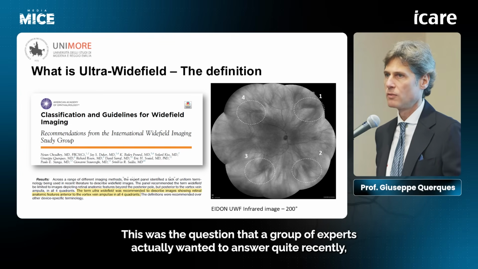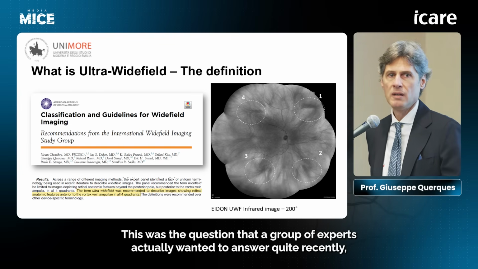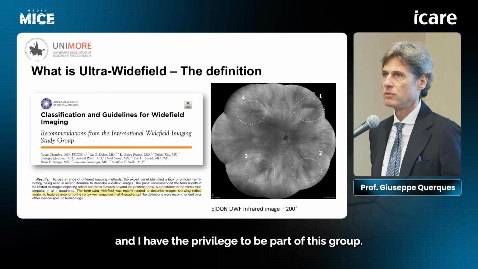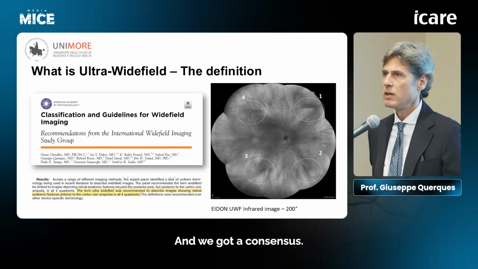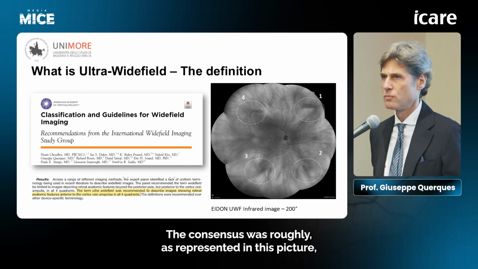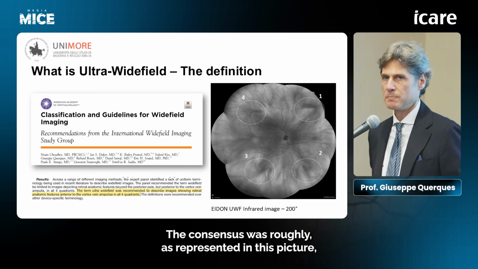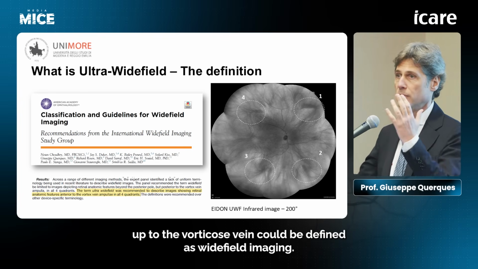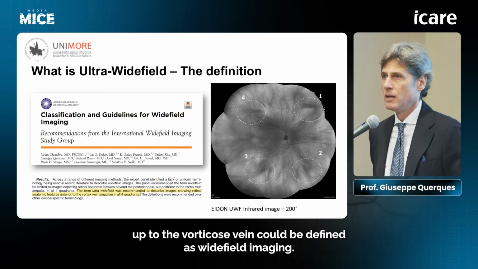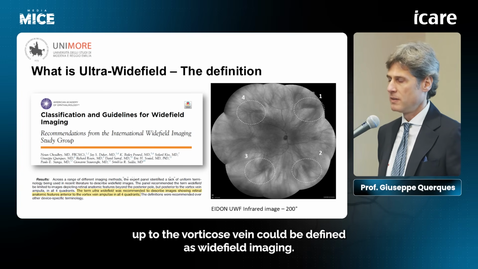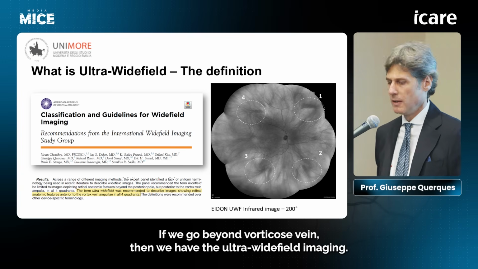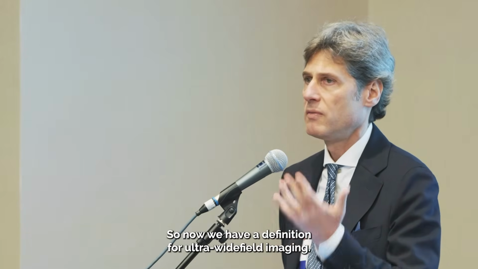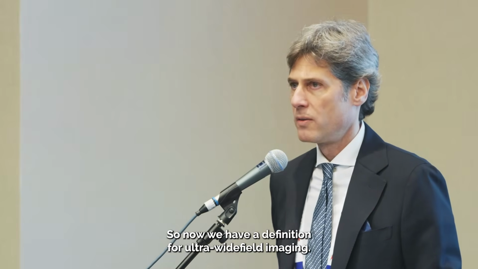This was the question that a group of experts wanted to answer quite recently, and I have the privilege to be part of this group. And we got a consensus. The consensus was roughly as represented in this picture. The images that we can get from the arcades up to the vorticose vein could be defined as wide field imaging. If we go beyond the vorticose vein, then we have ultra-wide field imaging. So now we have a definition for ultra-wide field imaging.